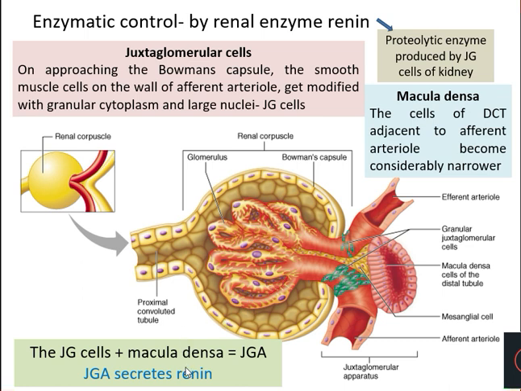Now what do you mean by macula densa? Macula densa is a group of cells of the distal convoluted tubule adjacent to the afferent arteriole, and they become considerably narrower. So this is a modified region with narrow cells forming a group. And where are they seen? They are seen on the wall of the DCT adjacent to the afferent arteriole. That group of cells is collectively called the macula densa. We will have a closer look on the next slide.